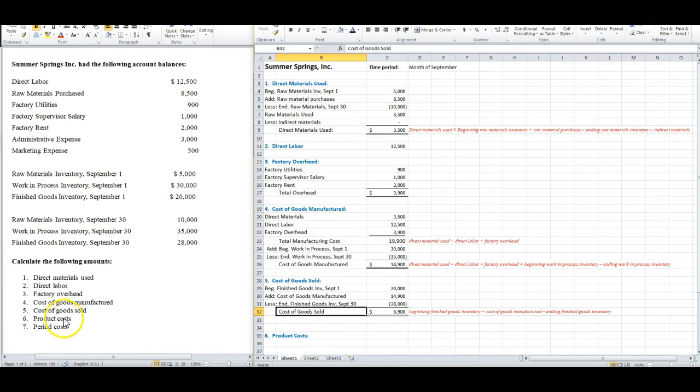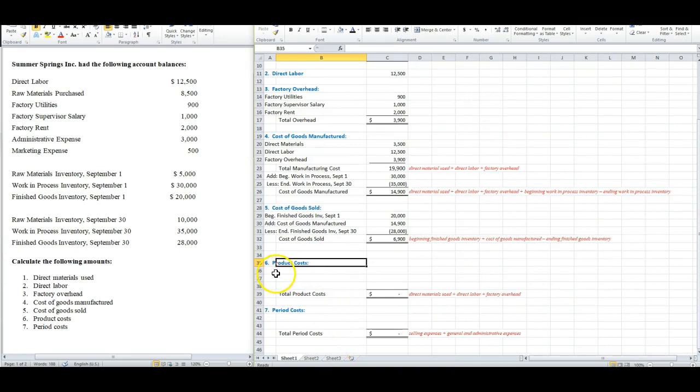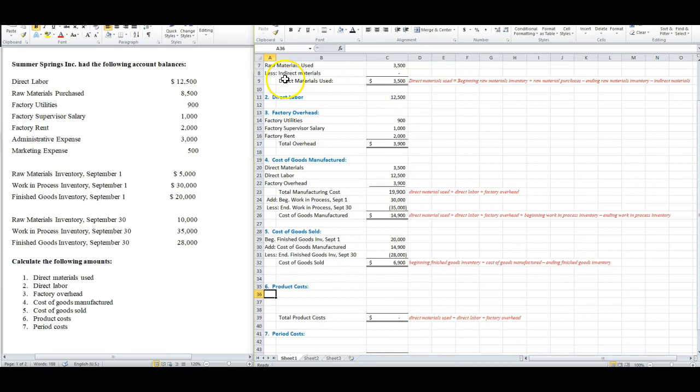For this case, we also want to know our product and period costs. Product costs include anything necessary to create the product. That's going to be our direct materials, our direct labor, and our overhead. Again, overhead can be called overhead, factory overhead, or manufacturing overhead. Any is just fine. You'll notice this is also our total manufacturing cost for the period.